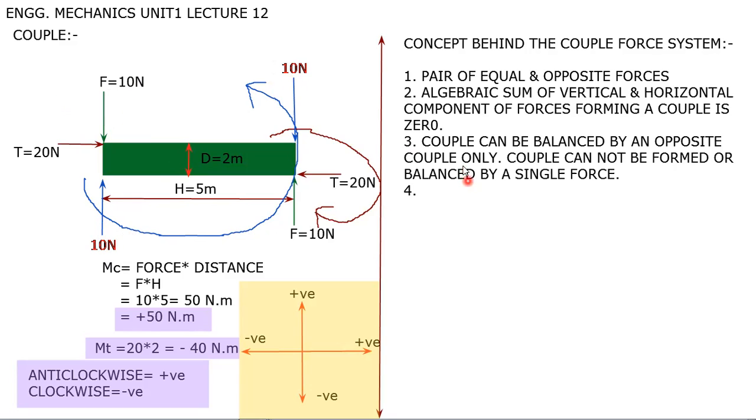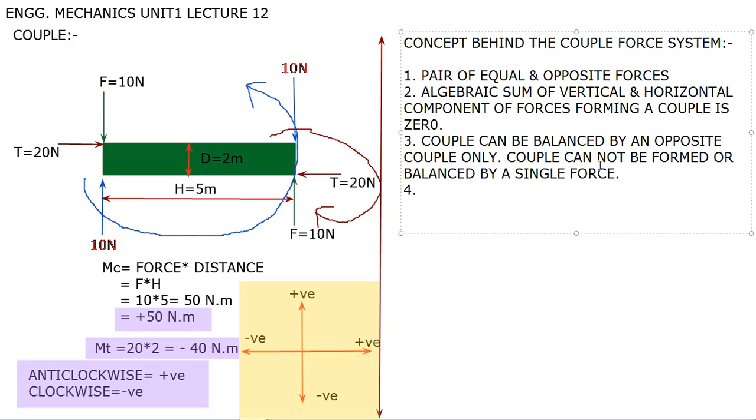So a couple can be balanced by an opposite couple only, having equal magnitude of force acting in the opposite direction. And a couple cannot be formed by a single force. By using a single force, you cannot form the couple, and that's why you cannot balance the couple also. I hope that you also got this point clear.